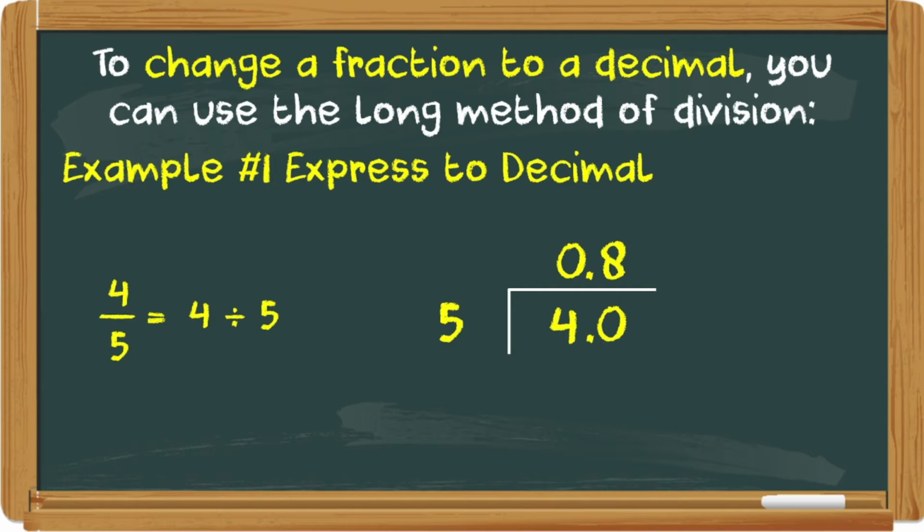And following the rules of division, multiply 8 to the divisor, which is 5, will give us 40. And subtracting 40 by 40 will give us 0. And we'll stop there, giving us the final answer, which is 0.8. Let's have example number 2.